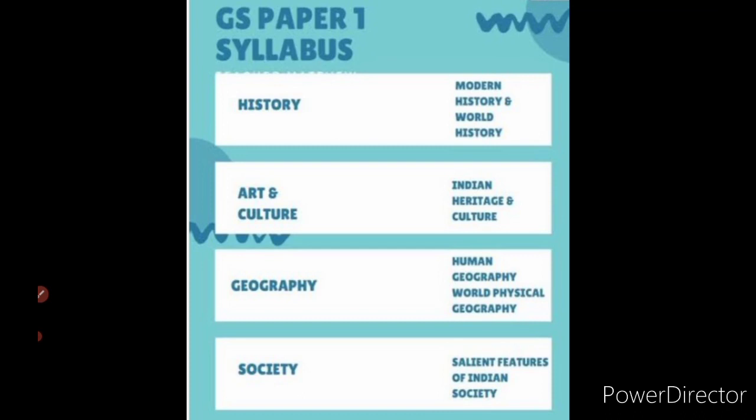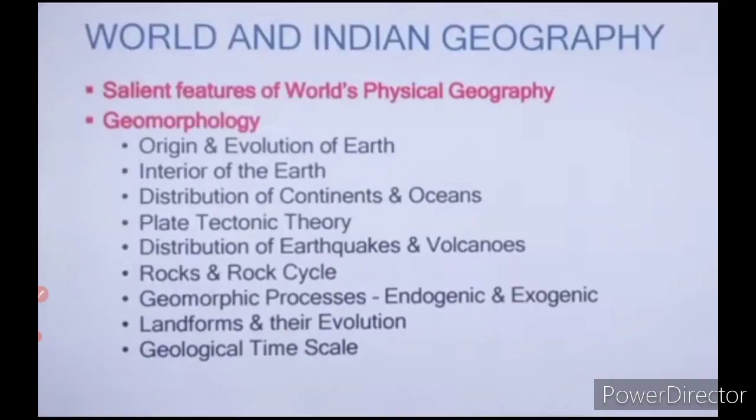This is the third part of the topic, which is the GS paper 1 syllabus of mains. So we are going to cover geography as it is the third part. In the fourth part we will cover society. So we have human geography and world physical geography in this. So let's start with world and Indian geography first. In this we have the salient features of world physical geography.